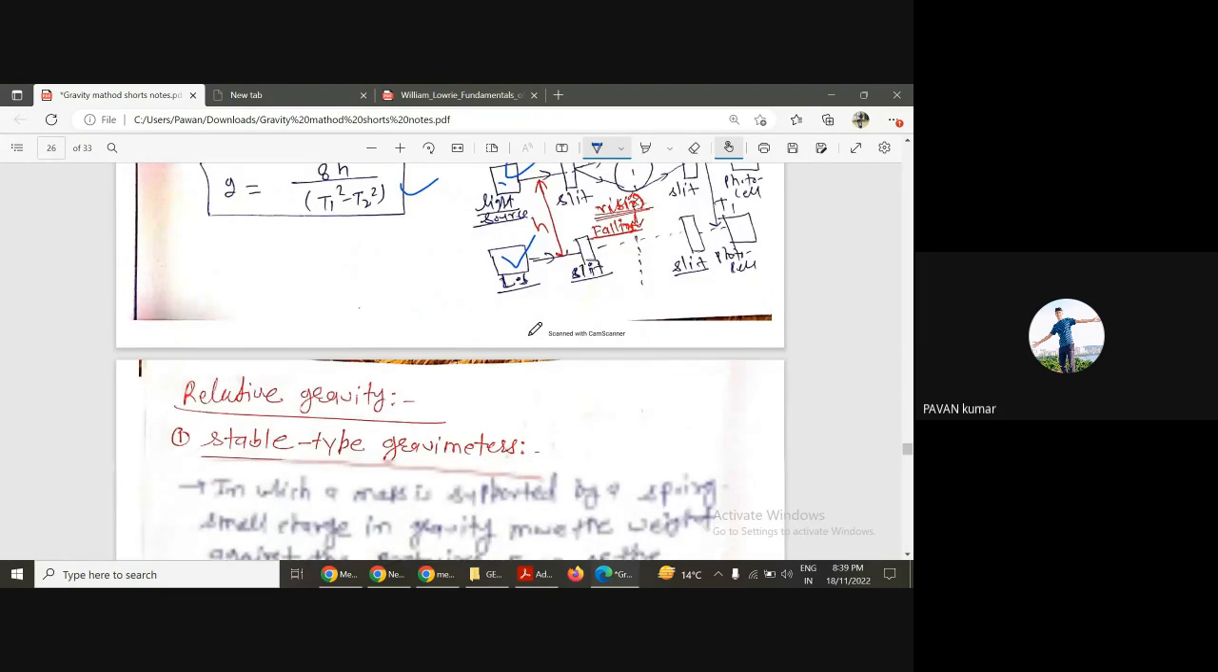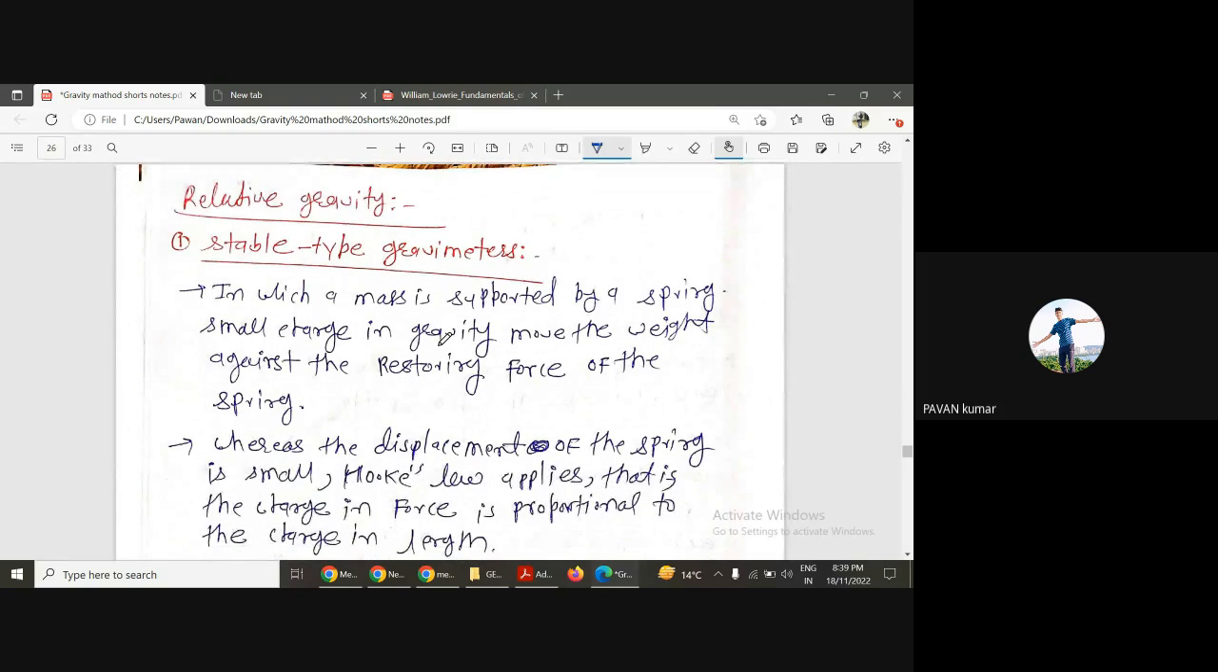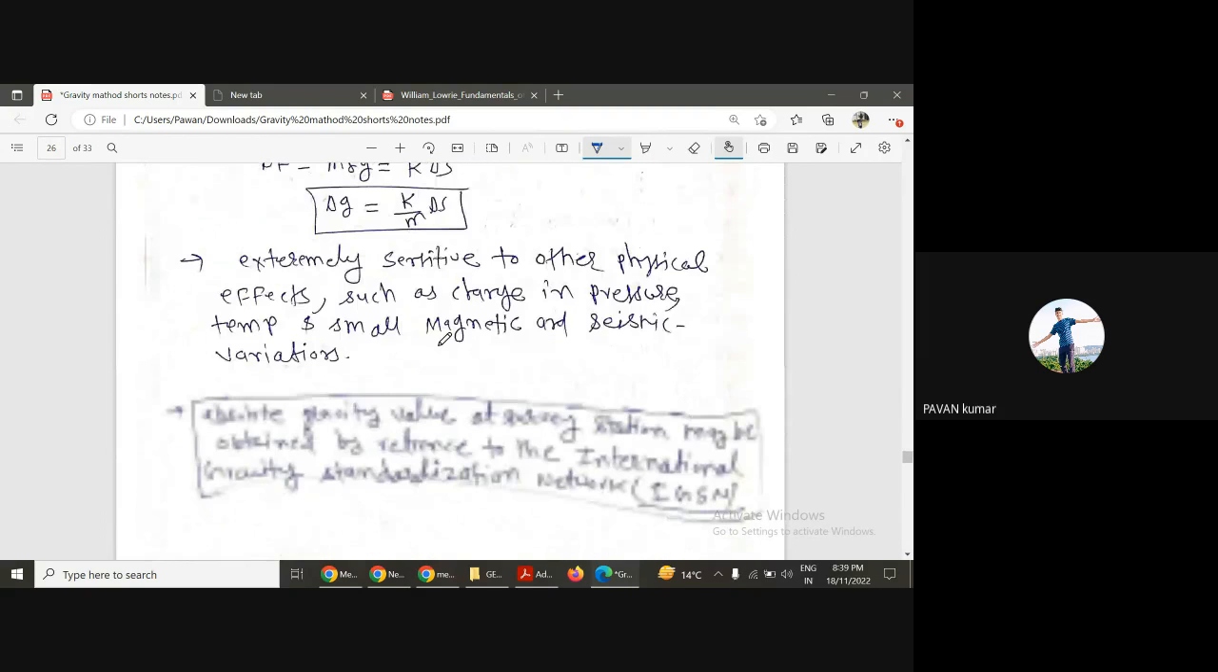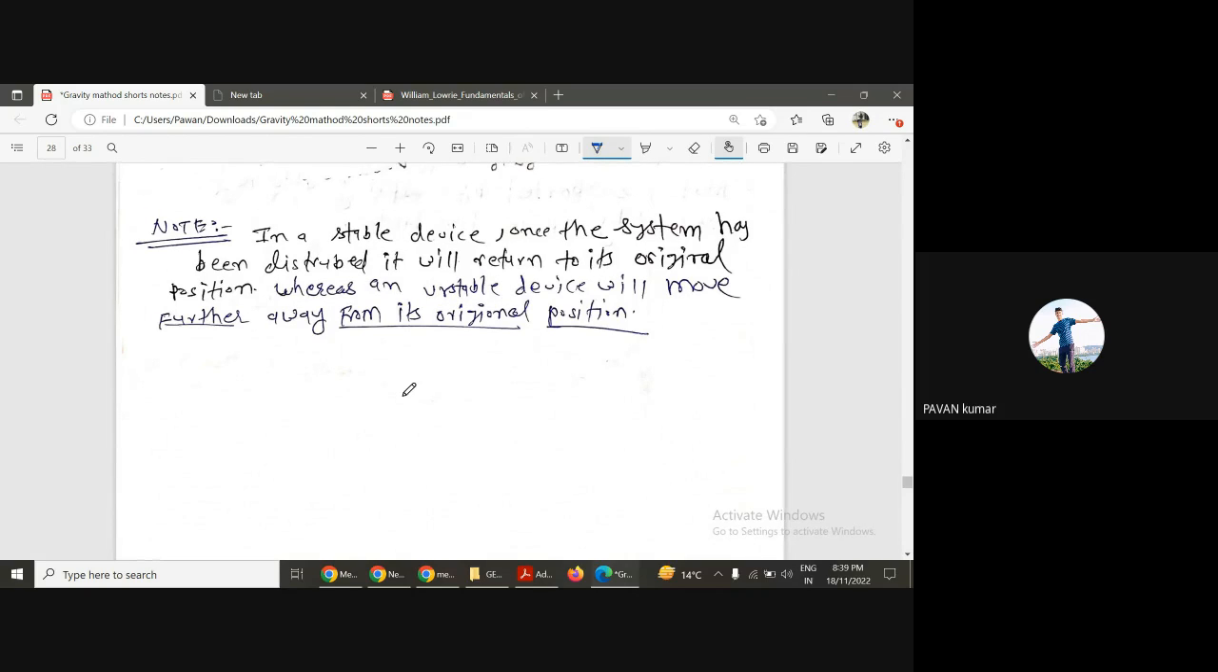After that, we discuss the relative gravity instruments. In relative gravity instruments, we use two types of gravimeter. One is the stable type gravimeter, another one is the unstable type gravimeter. The basic difference between the stable type gravimeter and the unstable type gravimeter is that in a stable device, once the system has been disturbed, it returns to the original state. That is, when we disturb a stable type gravimeter from the equilibrium point, after some time it comes back to the equilibrium point.